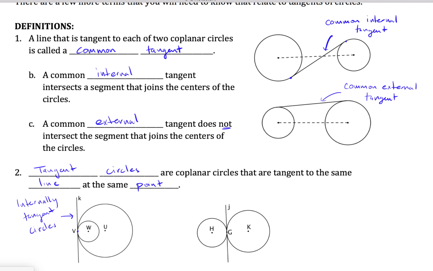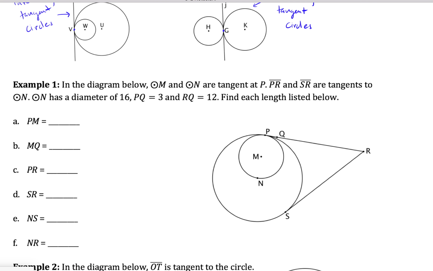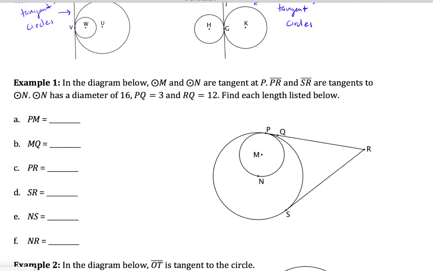Over here we have another example where we have two circles, both tangent to line J at point G there. But you can see it's not like what we have over here with one circle inside the other. They're kind of on opposite sides of the line. Those are called externally tangent circles. So we have internally tangent circles, externally tangent circles, common internal tangents, and common external tangents. Just a few phrases that you're going to need to spend some time understanding and being able to identify in a diagram. So speaking of diagrams, let's look at a few examples of how we could put some of this information to use.